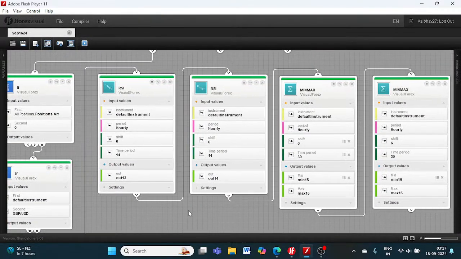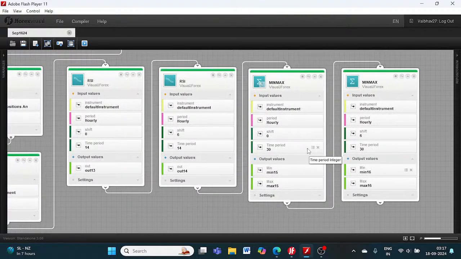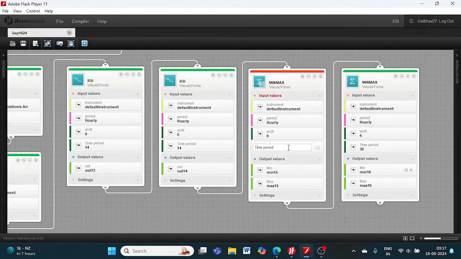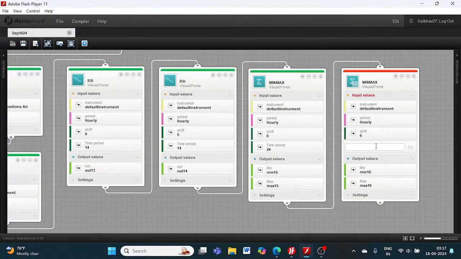In all the Visual JForex blocks, the default instrument is now GBP/USD. I will change the calculation period of the min-max to 24 so that we have the price data of the last 24 hours, that is one single trading session in the forex market. The market participants can trade round the clock, 24 hours a day.